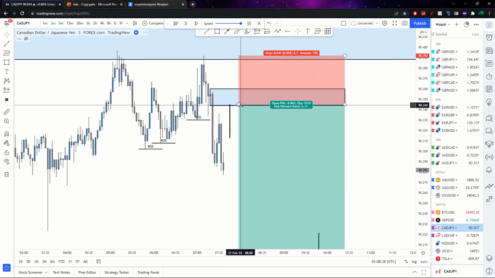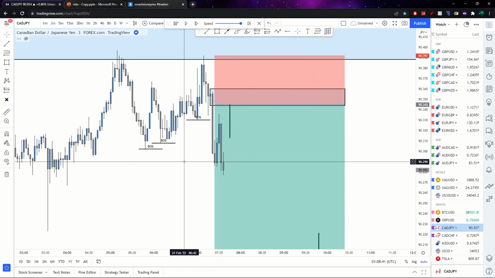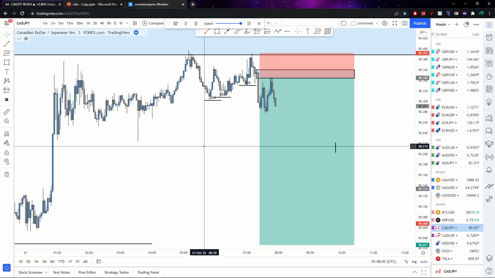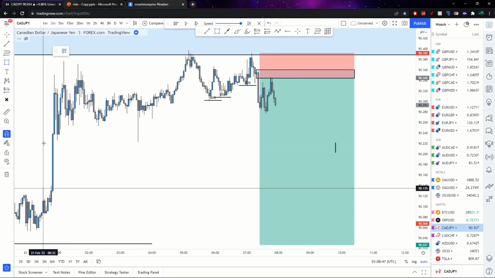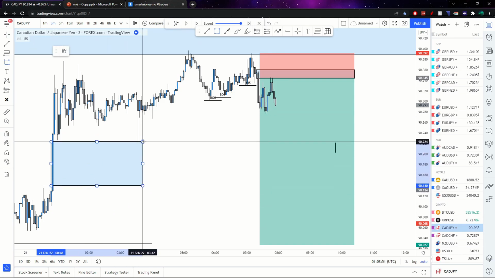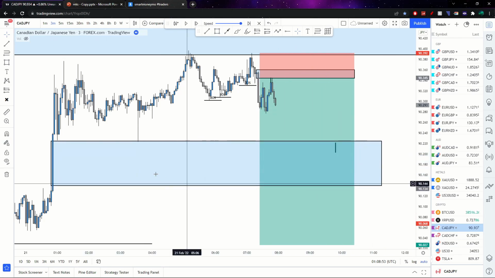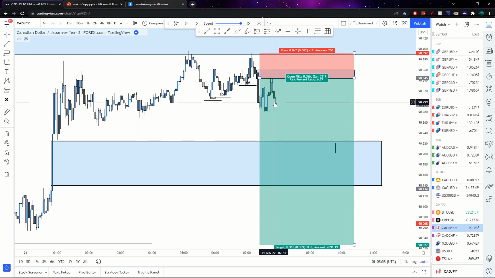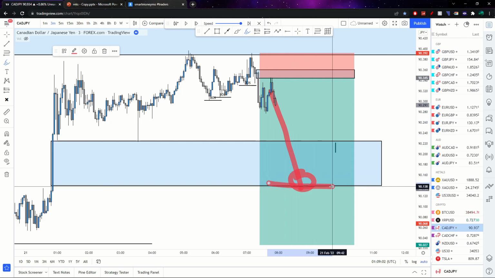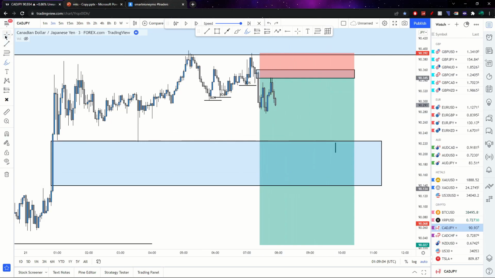So yeah, we had this, right, and it was running in right there, and now we're waiting for that first take partial, right? And you can set your first take partial at this area of imbalance right here. So if we just drop this area of imbalance, we know price has to fill out this imbalance, right? And so what we can do is set our first take partials right here at the bottom of this imbalance, because we expect price to fill it in. So my first take partial will be here.